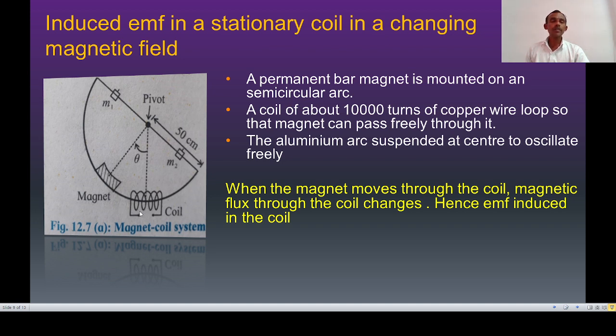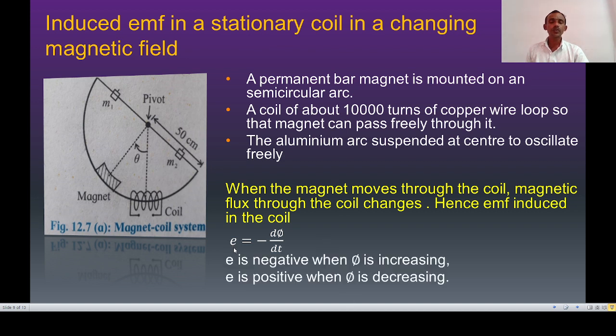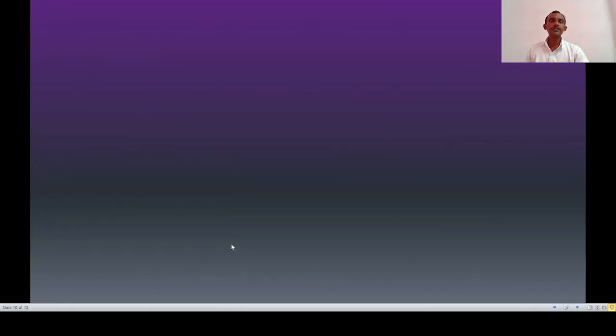The induced EMF can be given by E is equal to minus d phi by dt. Here this induced EMF will be opposite to the rate of change of magnetic flux with respect to time. That means if the magnetic flux phi is increasing, then EMF will be negative. And if the magnetic flux goes on decreasing, at that time EMF will be considered as positive, from the Lenz law and Faraday's law.